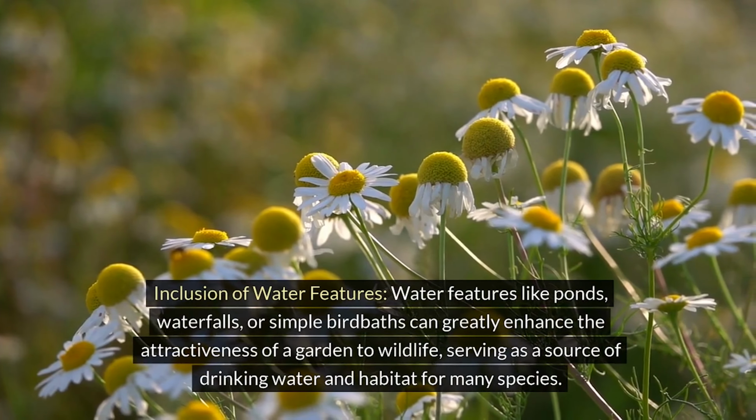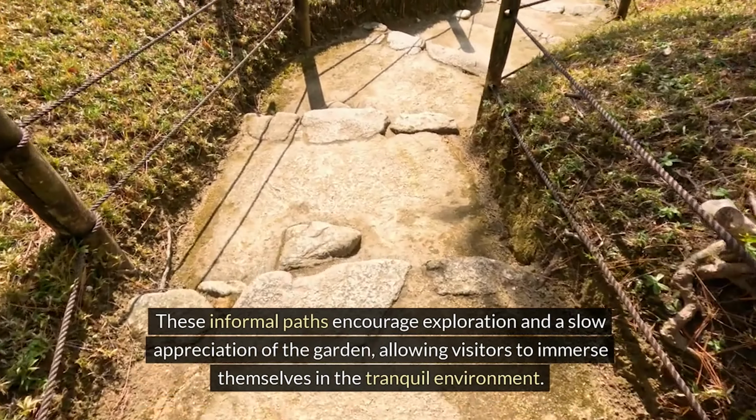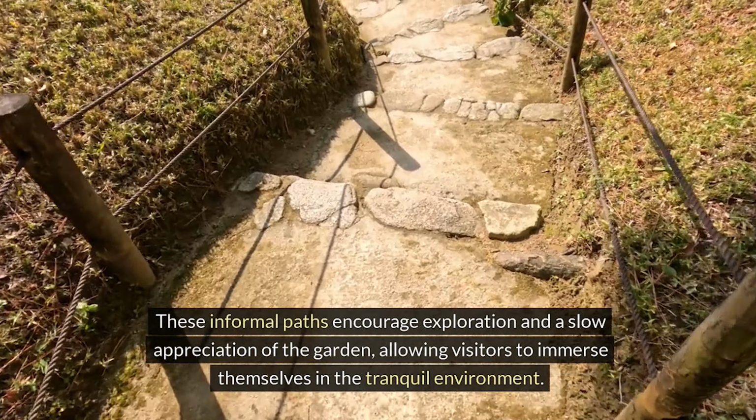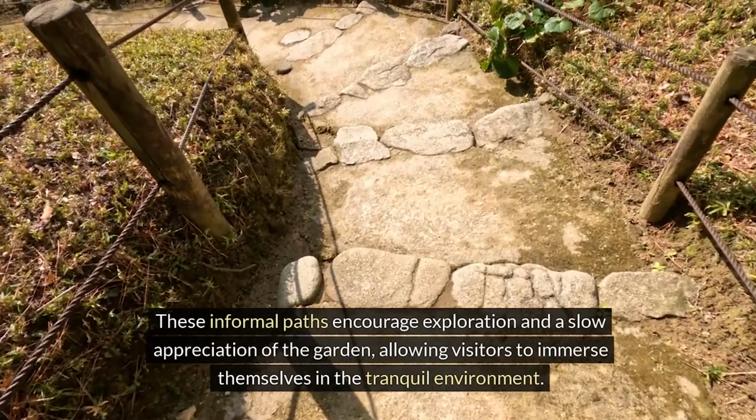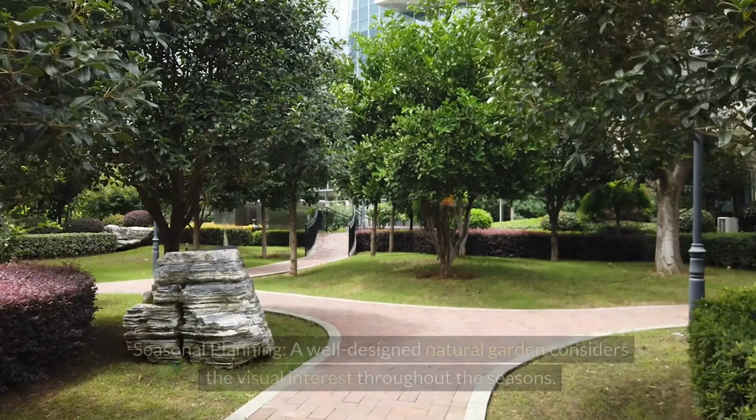Pathways in natural gardens are often winding and made from natural materials like stone, mulch, or reclaimed wood. These informal paths encourage exploration and a slow appreciation of the garden, allowing visitors to immerse themselves in the tranquil environment. Seasonal planning.